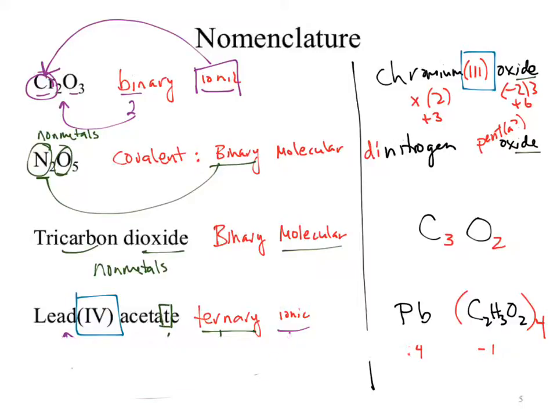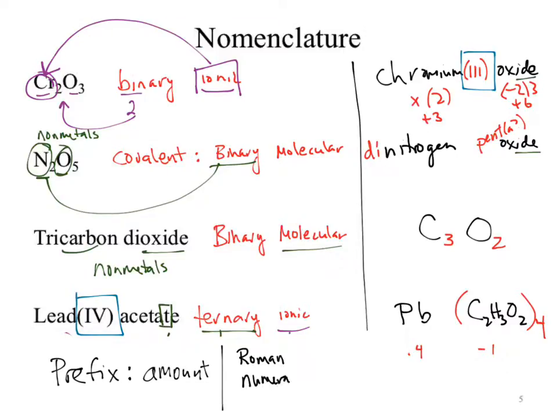So let's summarize the meaning of those things at the bottom here. What does the prefix specify? This tells us the amount of that element. What is the Roman numeral? What does the Roman numeral specify for us? It specifies the charge.